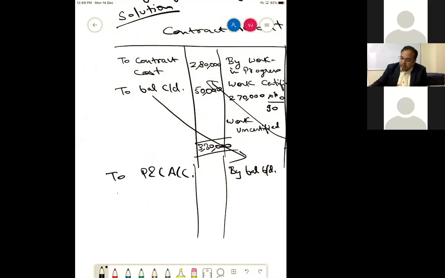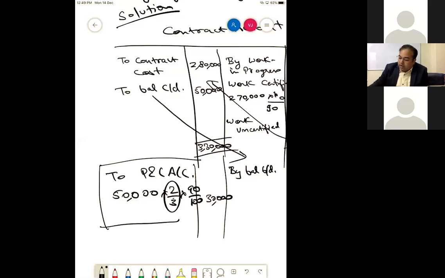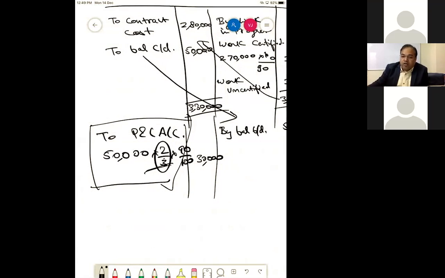Now from this we have to transfer profit to PL account. So in this case, whatever profit is there, we take 2/3 of the total work. Now what would be the ratio of transferring of profit? This we will study separately, how we arrive at this 2/3, how we arrive at half, how we arrive at 1/4. But right now you know that since 90% of the work is complete, you are entitled for 2/3 of the profit.